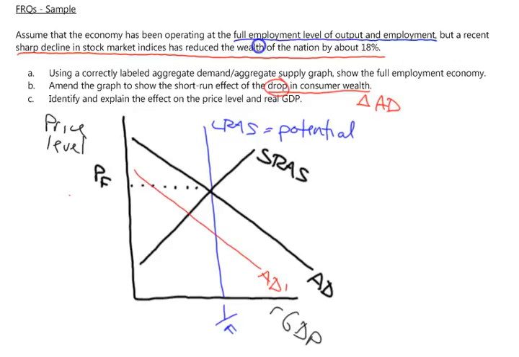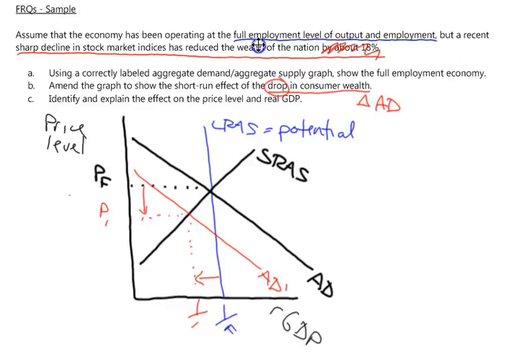Now, one thing that people tend to freak out about is when you read in the prompt, reduce the wealth of the nation by about 18%. Don't worry about the size of this. All we're doing on the graph is trying to show the model. So we can basically ignore that 18% drop. We just want to show it on the graph, that it's a decrease in aggregate demand. So what happens? Well, we now have a decrease in price level and a decrease in real GDP.